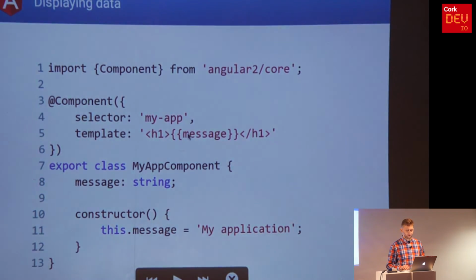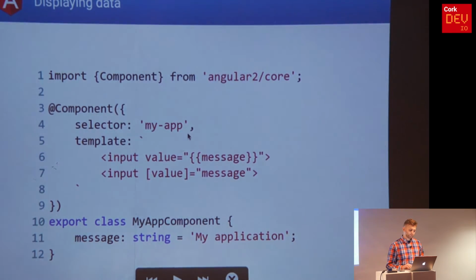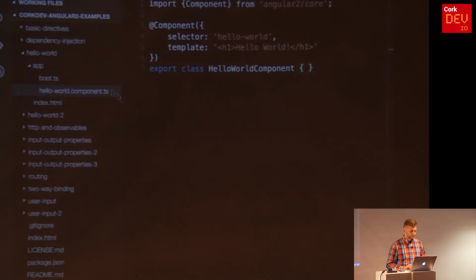There's also another option if you want to bind an expression to a property of the element. We can use the square bracket syntax. Again, let's have a look at an example.